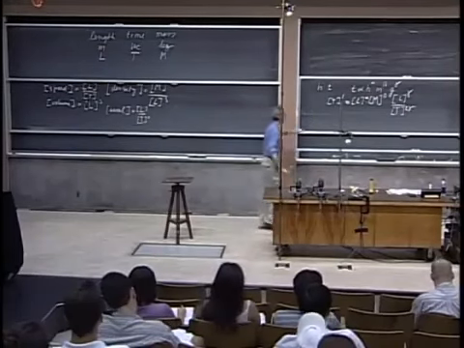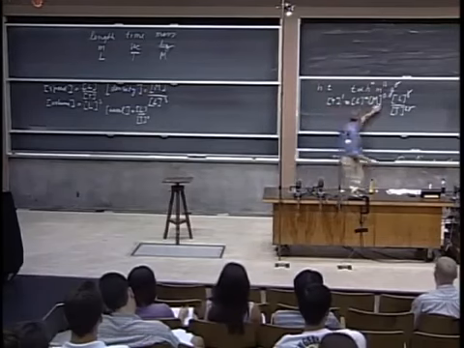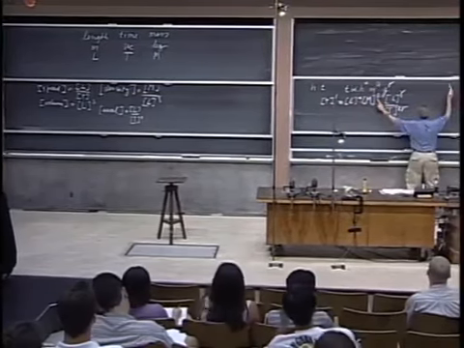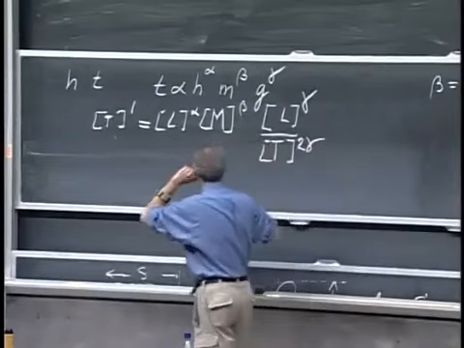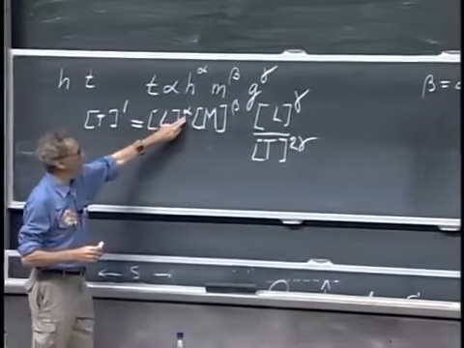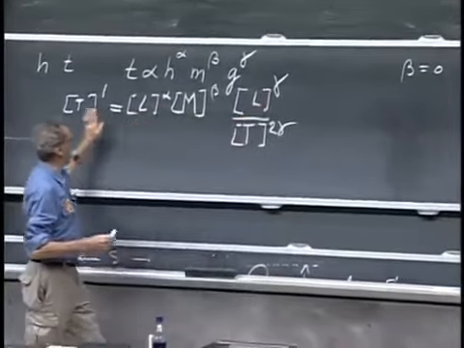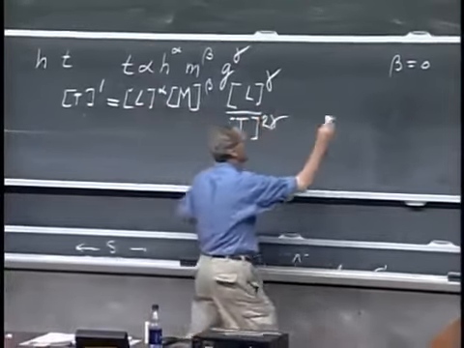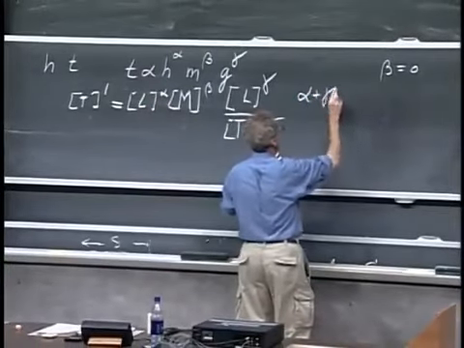Okay, there we go. There is no m here, there is only one m here, so beta must be 0. There is here L to the power alpha, L to the power gamma. There is no L here, so L must disappear. So alpha plus gamma must be 0.